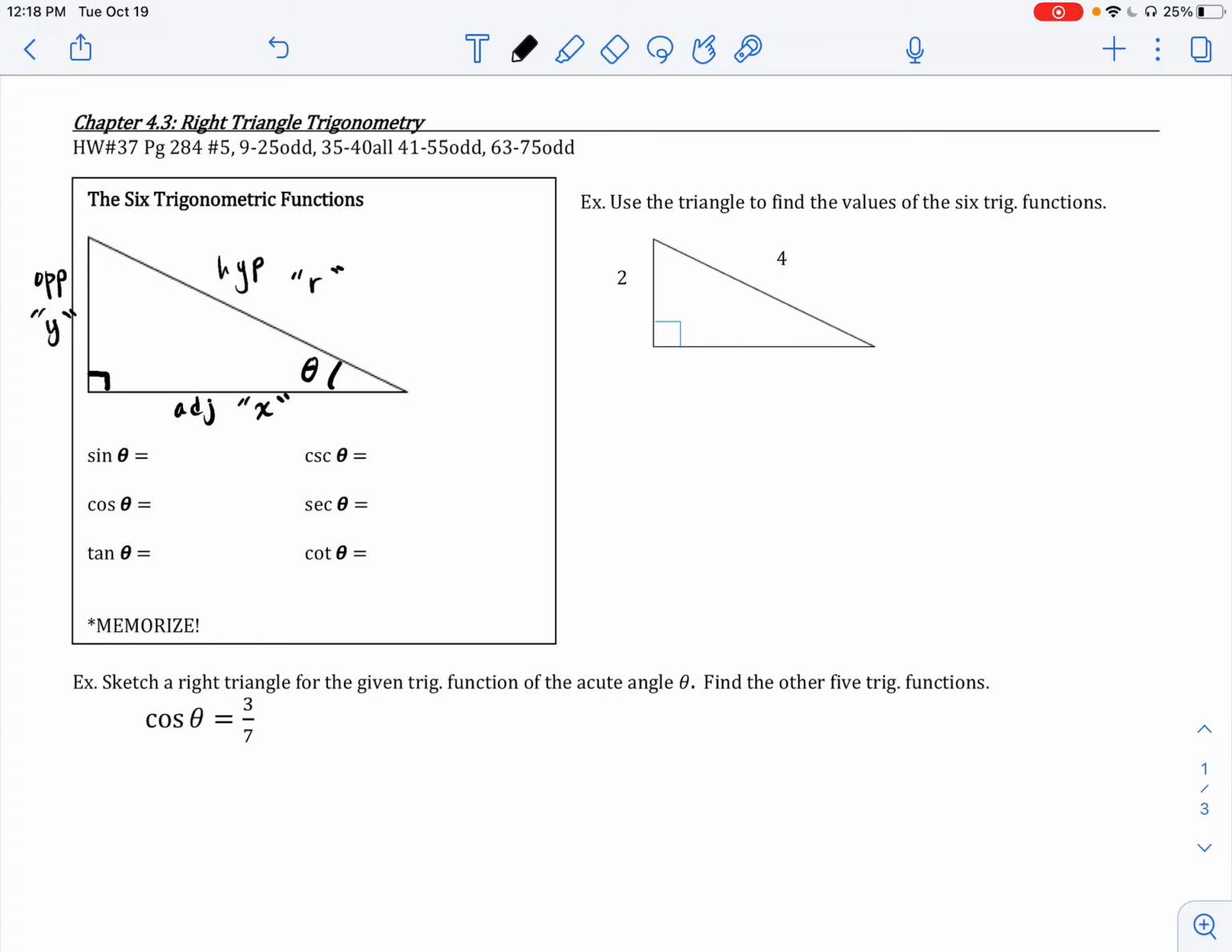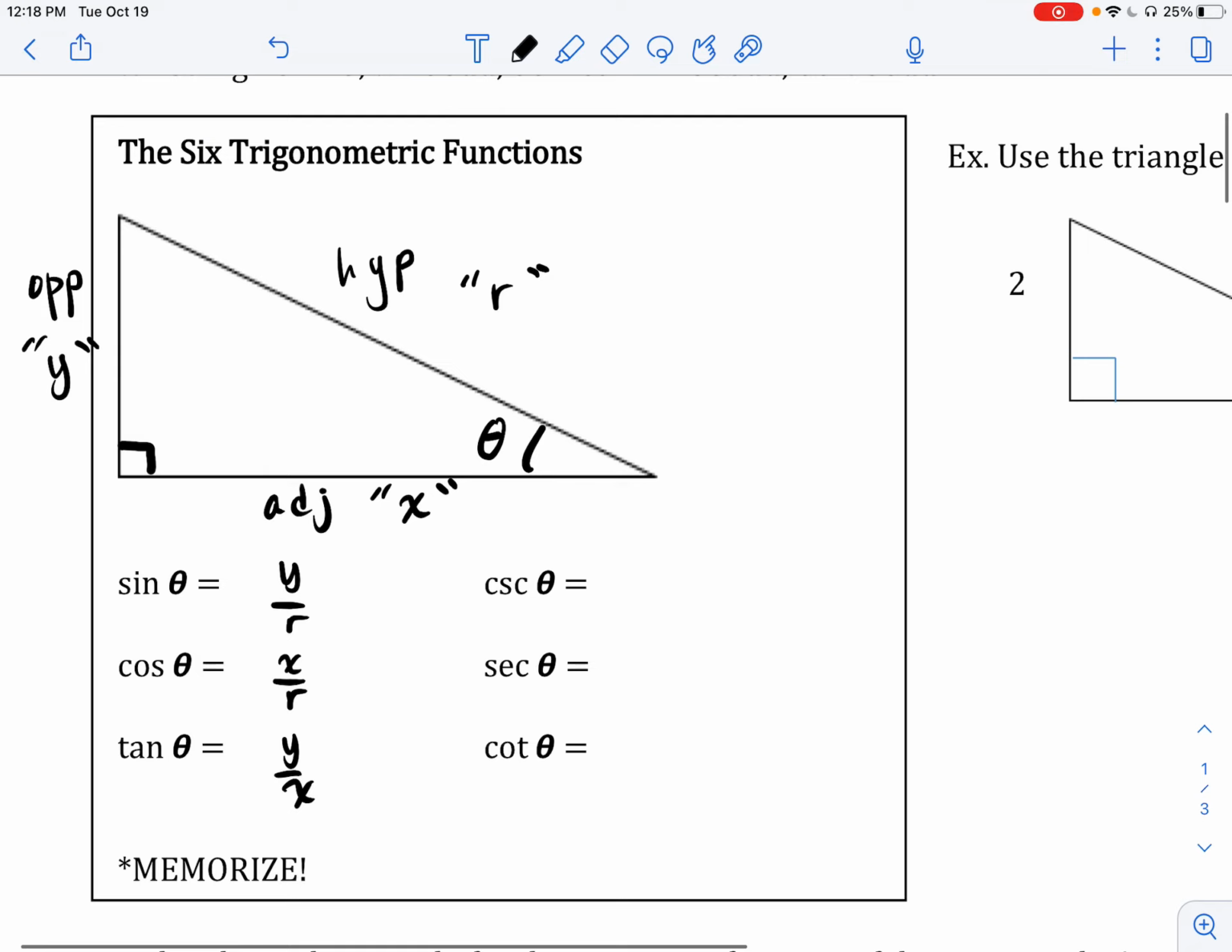So using these variables, we can rewrite our 6 trigonometric functions: sine as y over r, cosine as x over r, tangent as y over x. I'm just going to zoom in on this. That means cosecant then can be written as r over y, its reciprocal, r over x is secant, and x over y is our cotangent.